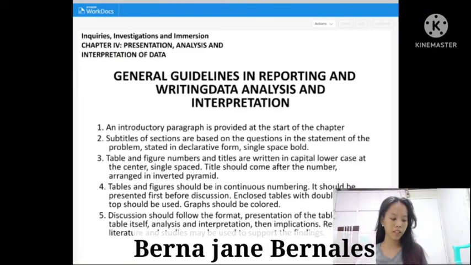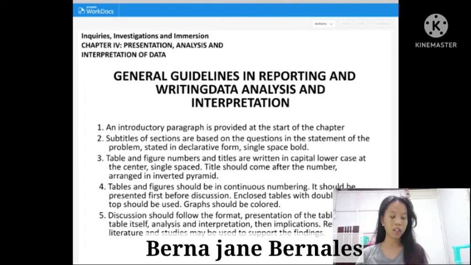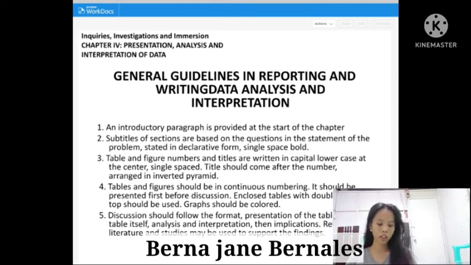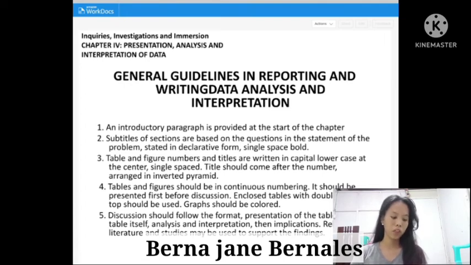General guidelines in reporting and writing data analysis and interpretations. Number one is the introductory, the first paragraph of your essay. Dito nakakakuha ng interes ang iyong mga mambabasa. Number two, kailangan ang paggawa ng subtitles of sections ay nakabatay sa mga tanong sa mga pahayag na suliranin, and usually to make a statement. And sometimes you can ask questions or you can give and express emotions.